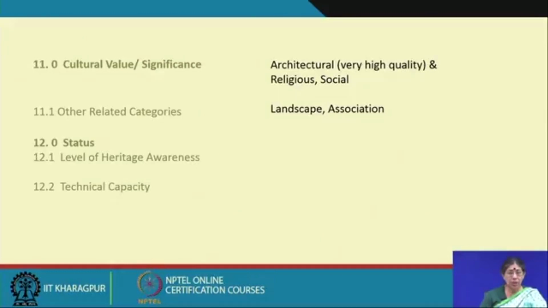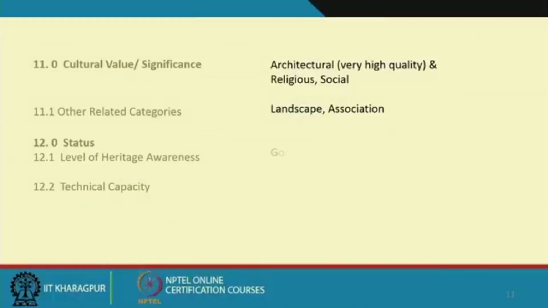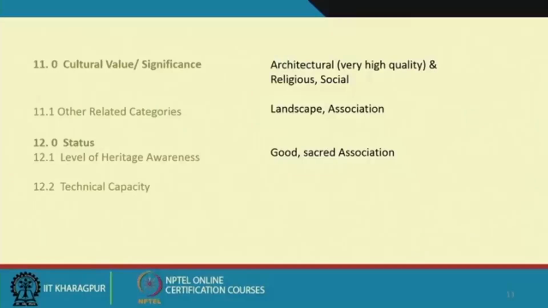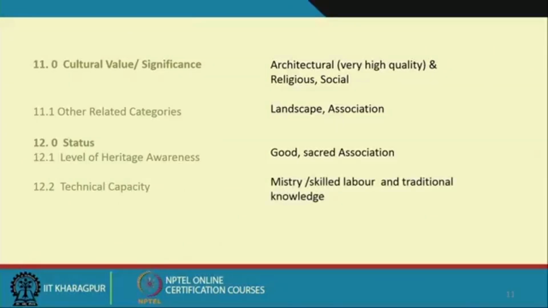Then comes also the status, the level of heritage awareness, because if one has to proceed further, one has to find out what is happening. It is good because the people are quite aware of the heritage. There is a sacred association, and people are quite aware of the structure. The mastery of skilled labour and traditional knowledge is still there, but they need some sort of upgradation, specific intervention, training or capacity building, but they are still there.